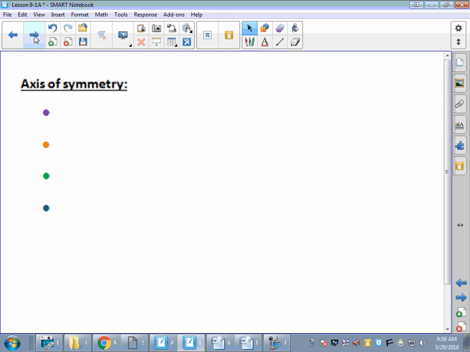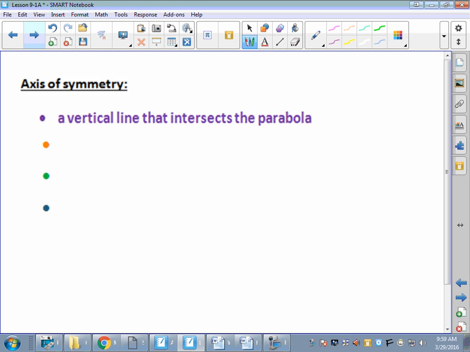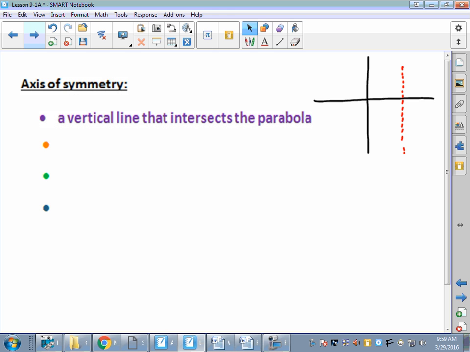So first of all, the axis of symmetry is a vertical line that intersects the parabola. So I'm going to draw myself a little graph again. You could use the same one. Every time we figure out the axis of symmetry, we're going to put that vertical line as a dotted line. And it intersects the parabola. It actually splits it right in half. And it creates a mirror image. So on either side of that dotted line, I should have an exact match. You can kind of think of it as a mirror and a reflection over that mirror.